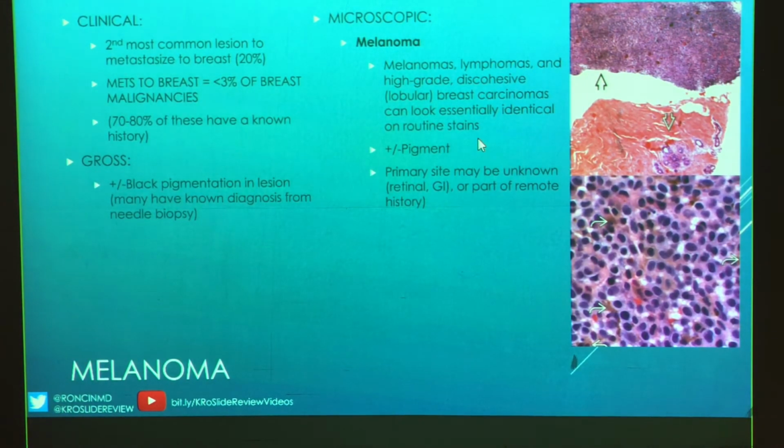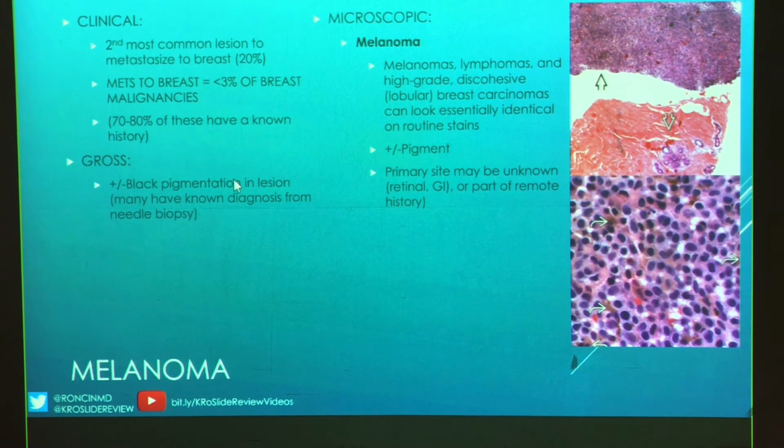Melanoma is the second most common lesion to metastasize to the breast. It actually accounts for 20% of metastatic lesions to the breast maybe? Metastases to the breast actually account for less than 3% of breast malignancies. So these are relatively rare, even though they're the second most common lesion. Almost all of these cases are going to have a known history of malignant melanoma.